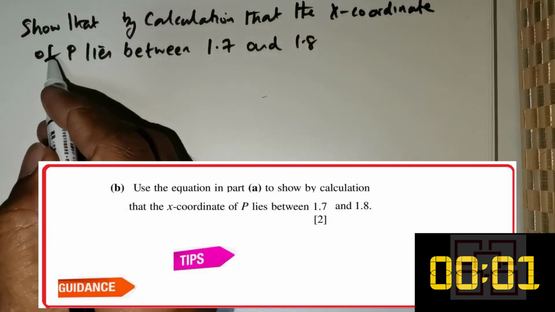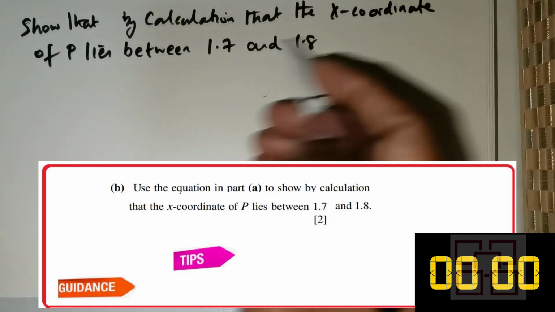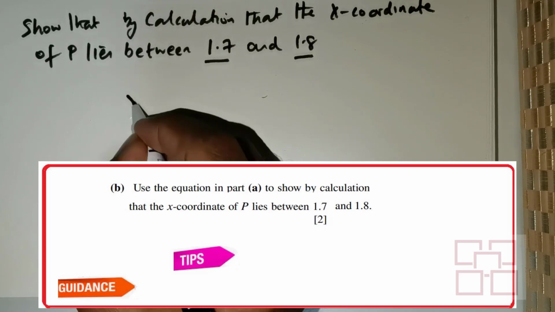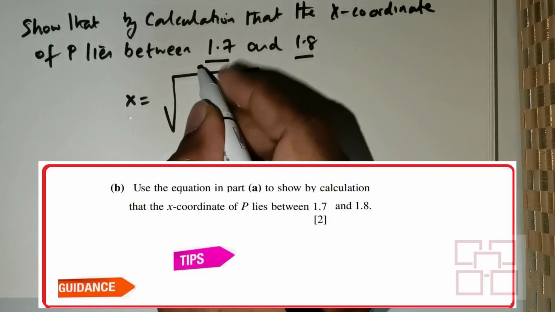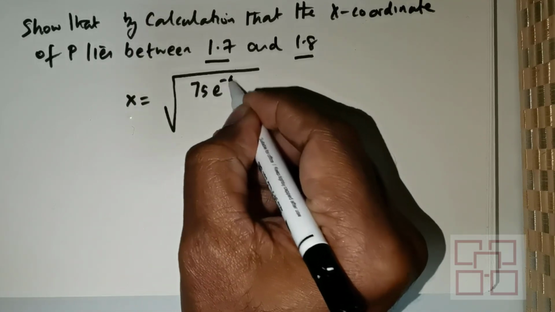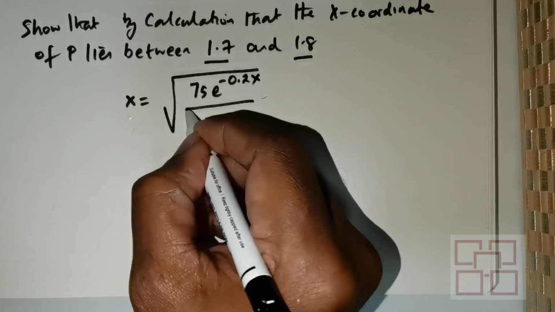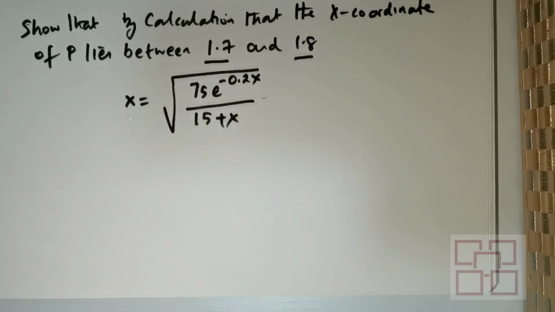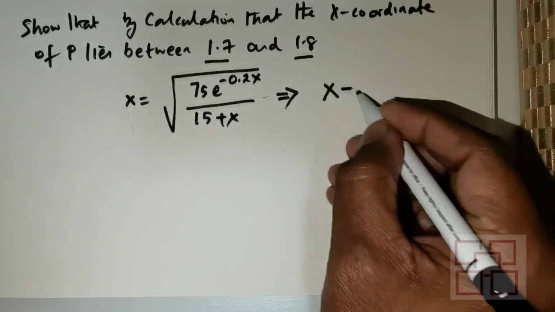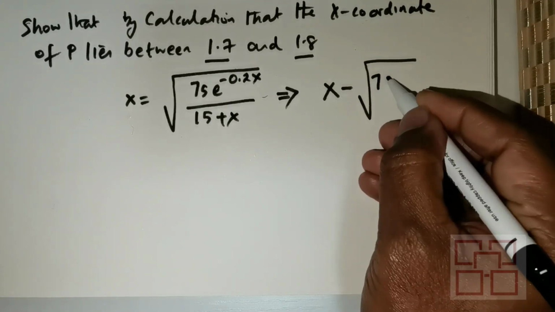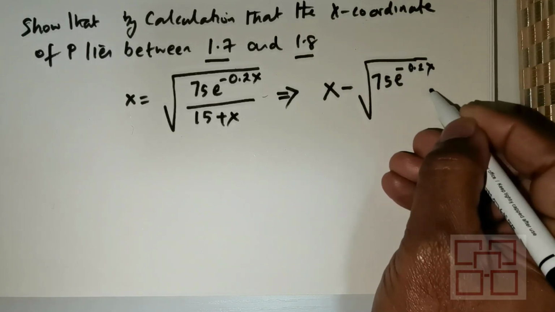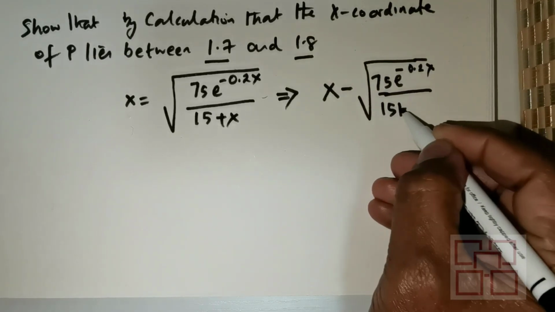Students, in the next question, we are asked to show by calculation that the x-coordinate of P lies between 1.7 and 1.8. Now, we know that the x-coordinate of P is given in the form x equal to square root of 75 times e raised to the power negative 0.2 times x divided by 15 positive x. Now, this can also be rewritten as x negative of square root of 75 e raised to the power 0.2 times x divided by 15 positive x.